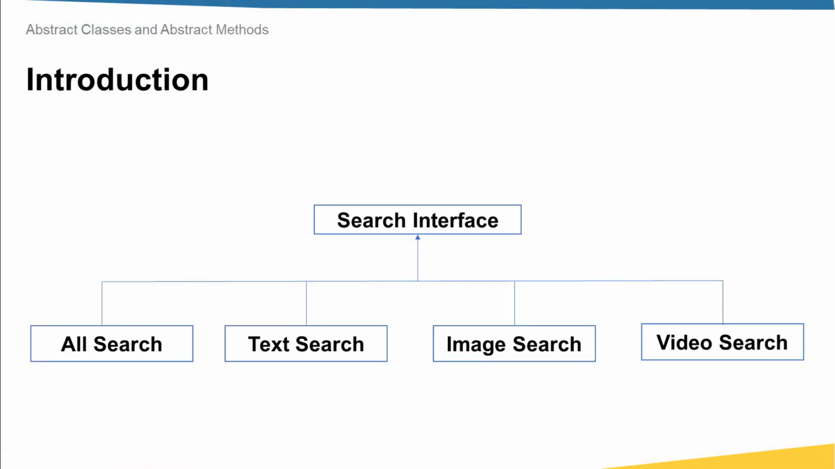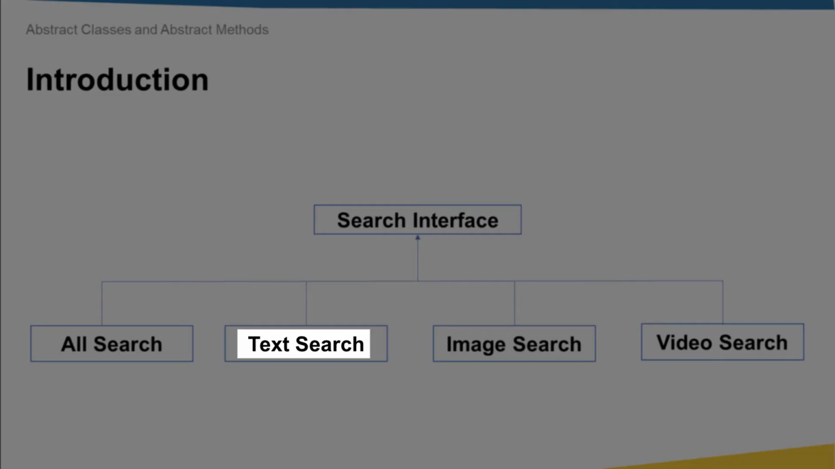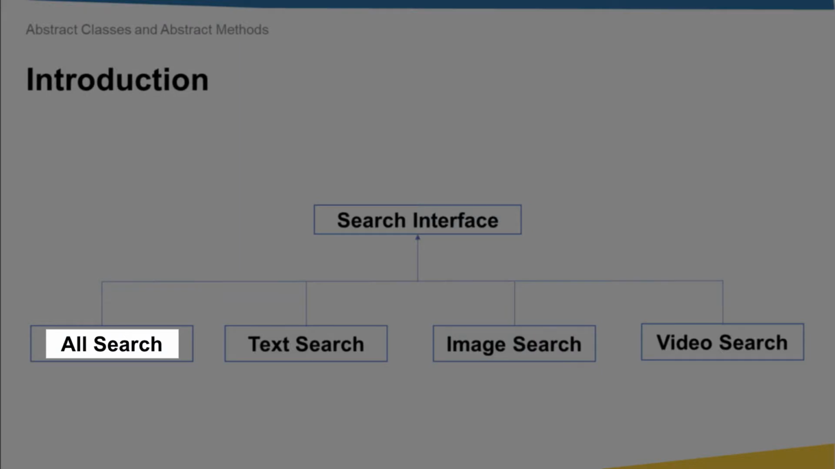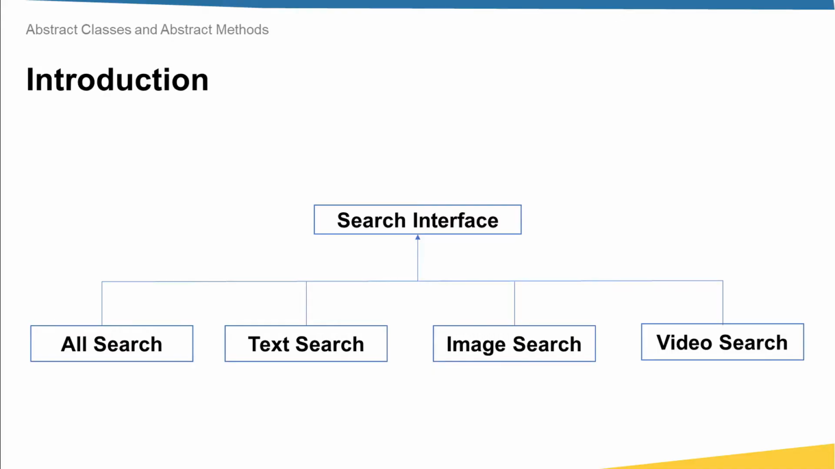Assume that you want to develop a search engine, and you want this search engine to support searching inside text, images, videos, or you want to support searching in all of these data types. It's clear that if I have a class for each one of these search methods, each one should have a method with the name search in order to do the search functionality.